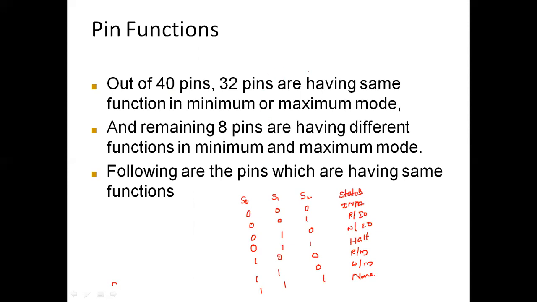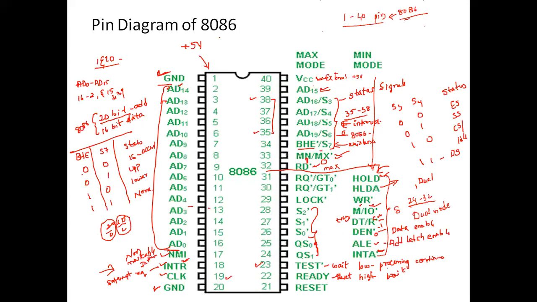So if the three pins are 0, we have the interrupt acknowledgement. If 001, we read the IO operation. 010 is write IO operation. 011 is halting, that means waiting. If it is 100, reading the memory operation, 110, writing the memory operation, and 111 means no operation is done. So that is the purpose of these three pins, S0, S1 and S2.